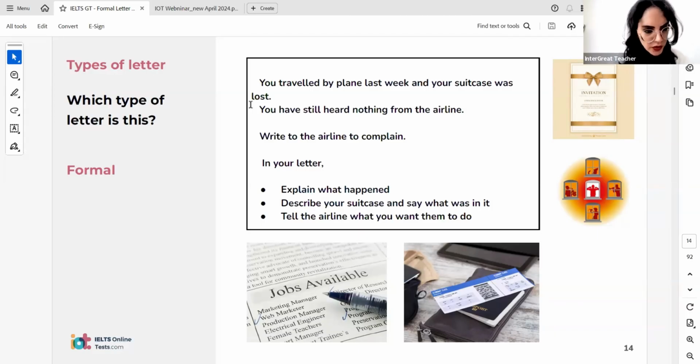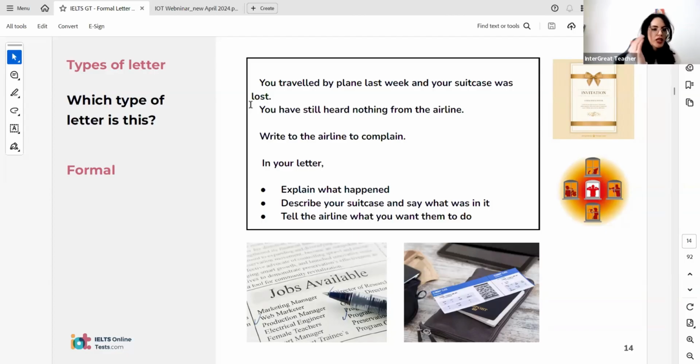Next one, I'm going to read it first, so it's not on the screen yet. Listen carefully. You would like to invite a friend from another country to visit you for your birthday. Write a letter inviting your friend. Okay. Is it formal, informal, semi-formal? Okay. I think mostly correct. Two mistakes.